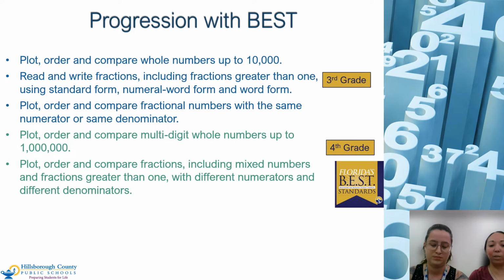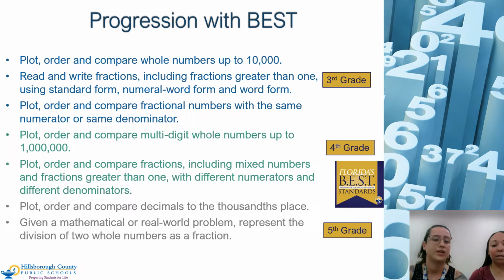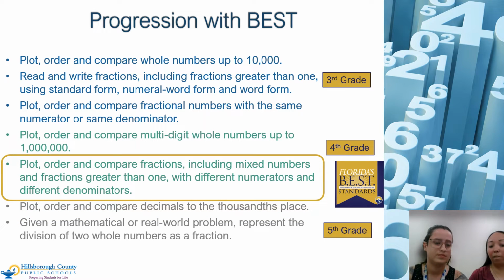Moving into 4th grade, students will be plotting, ordering, comparing multi-digit whole numbers up to 1,000,000, and then moving into fractions, plot, order, and comparing fractions, including mixed numbers and fractions greater than 1 with different numerators and different denominators. Right, and then that progression continues all the way up into 5th grade. And in 5th grade, they're going to be plot, ordering, and comparing decimals to the thousandth place. And also, given a real-world problem, they'll be able to represent the division of two whole numbers as a fraction. So for this Math 5 and 5, we're going to focus in on plot, order, and compare fractions, including mixed numbers and fractions greater than 1 with different numerators and different denominators.